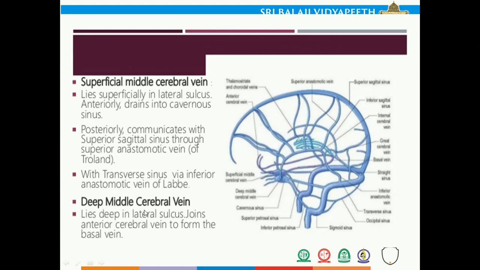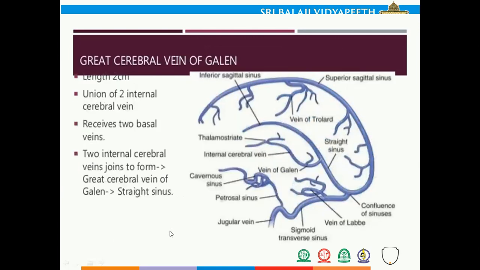The deep middle cerebral vein lies deep to the lateral sulcus and joins with the anterior cerebral veins to form the basal vein. The deep middle cerebral vein lies deep in the lateral sulcus and joins the anterior cerebral vein to form the basal vein. Coming to the great cerebral vein of Galen.